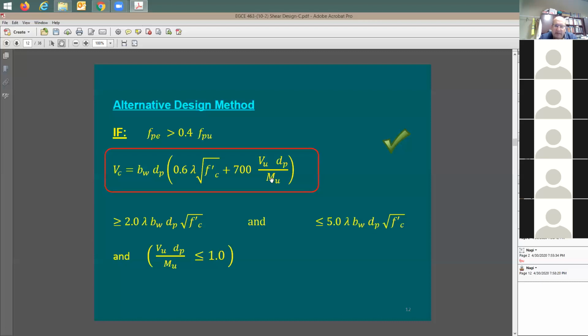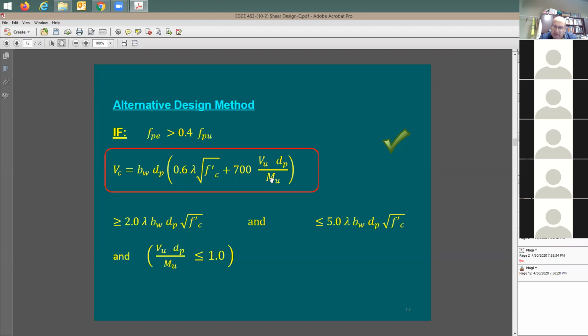Let's say yes. It's going to be a critical section. The moment is going to be at the same distance d. Okay. Yes. So the shear and the moment are going to be at the same location, exactly the same location, roughly at d. But in pre-stress, it should be at h. And h is going to be the total depth of the concrete beam.